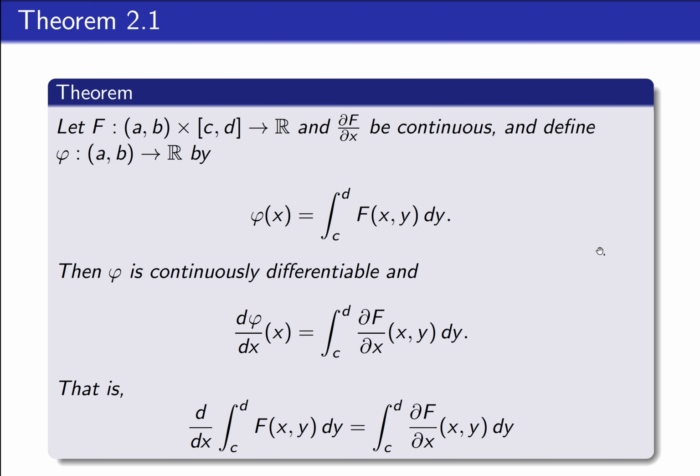It begins with a continuous function of two variables and then examines the integral of f with respect to one of its variables, y. The main aspect of the theorem involves what happens when we take the derivative of this integral with respect to the other variable of f. The theorem states that the derivative of the integral is the same as the integral of the derivative.